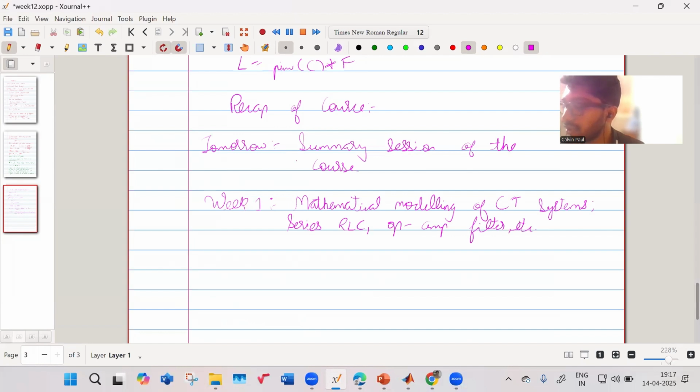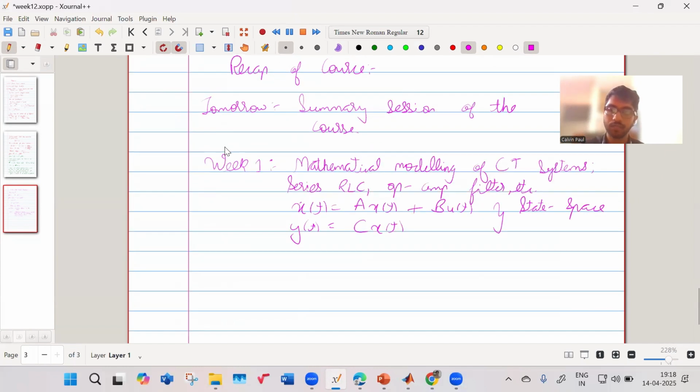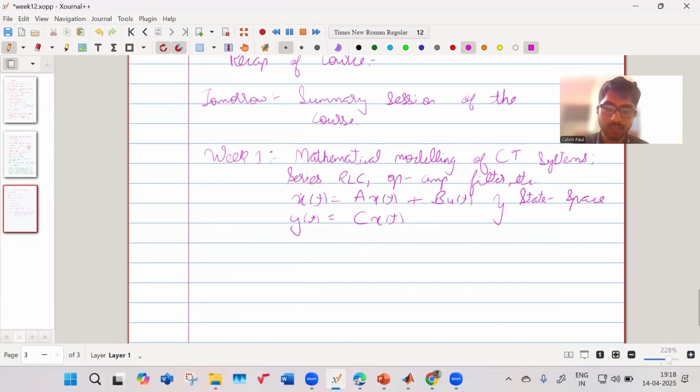So here you must know, you can represent it as x dot of t is A into x of t plus B into u of t, and y of t is C into x of t. So this is known as state space representation. Okay, so this was taught in week 1. Right, let us go to week 2.